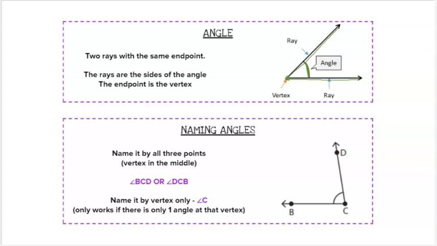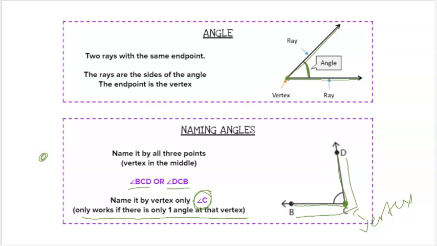Naming angles. We name it by all 3 points, with the vertex in the middle. The vertex is the point that the two rays share, the point that makes the angle. So right here, that would be the vertex, point C, and that always goes in the middle. So it can be BCD or DCB. You follow it in order: start with B, go to C, go to D, or start with D, go to C, go to B. Or you can name it by the vertex only. This could be known as angle C, but this only works if there's only one angle at the vertex.